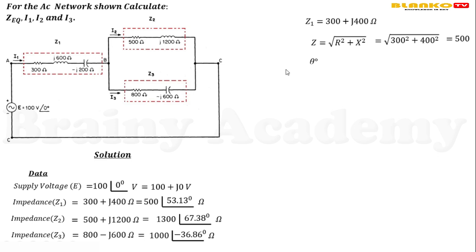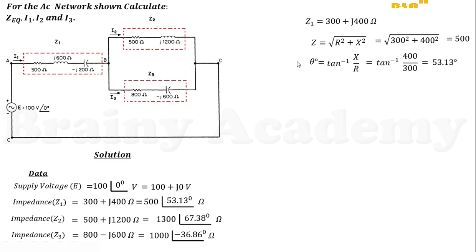So let's move on to find the angle, which is theta, in degrees. We use the formula tan inverse of X over R. X is the reactance and R is the resistance. So this is equal to tan inverse of 400 over 300, and that is going to be 53.13 degrees.